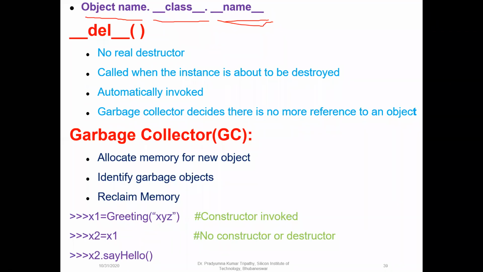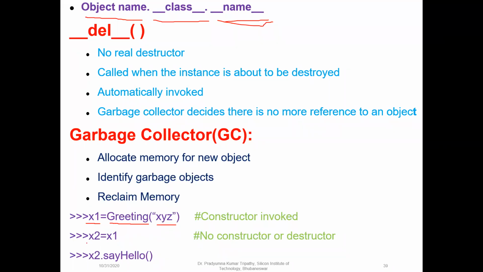For example, if I write x1 equals greetings, in the bracket I write xyz. So what is the class and what is the object over here? x1 equals greetings of xyz. This is the class name. What is x1? x1 is the object. So the x1 object is created for this greetings class by passing xyz as argument. Correct? So x1 is the object.